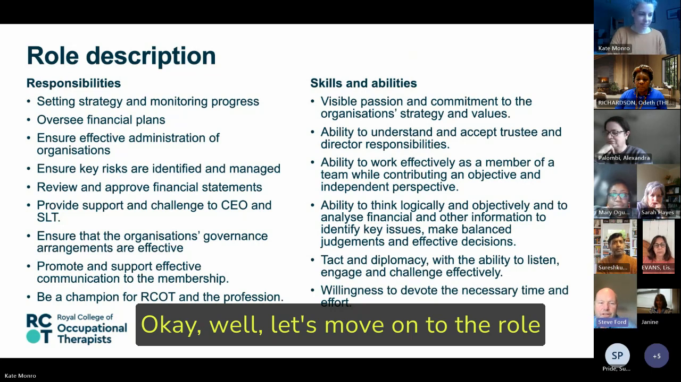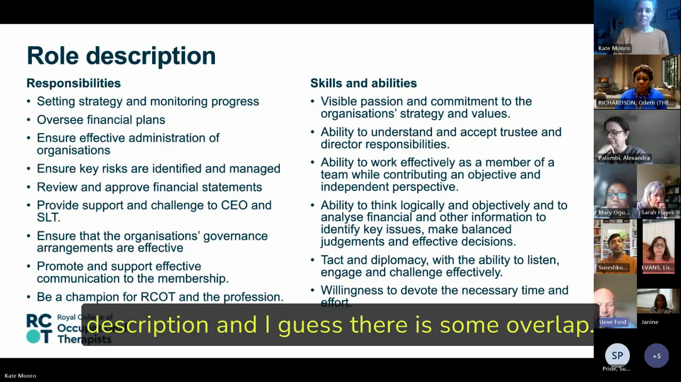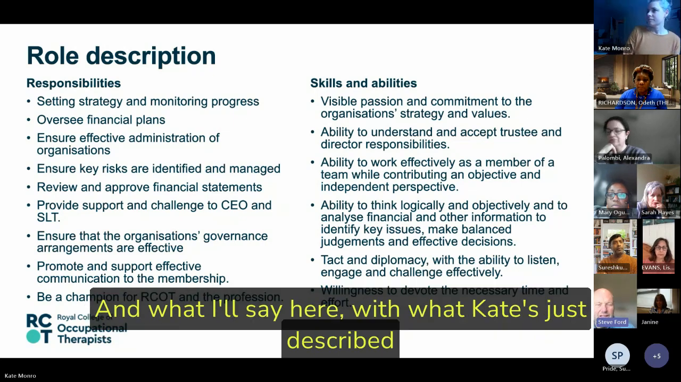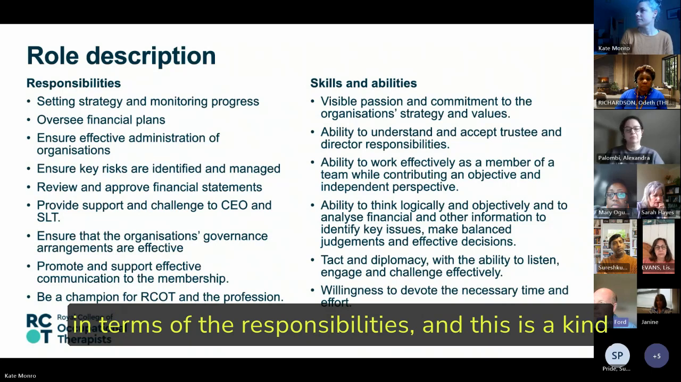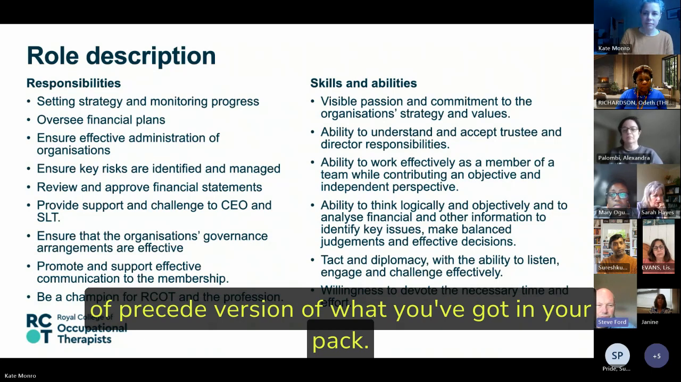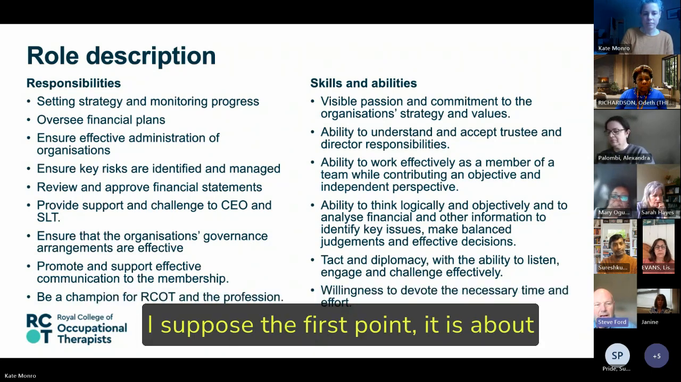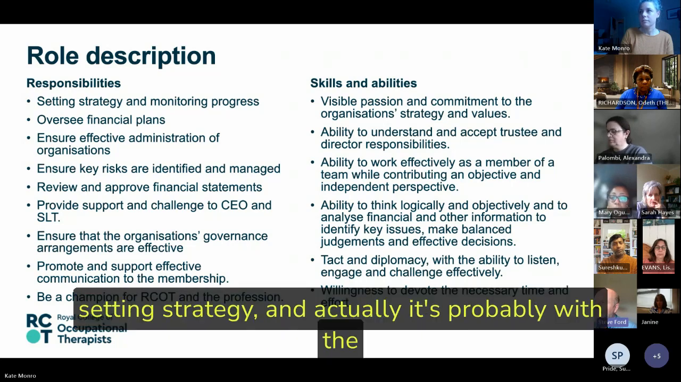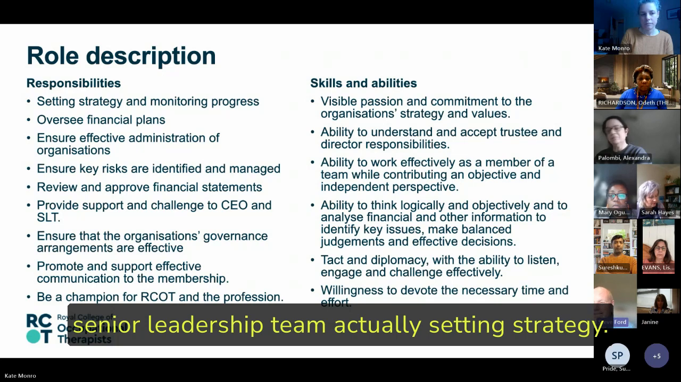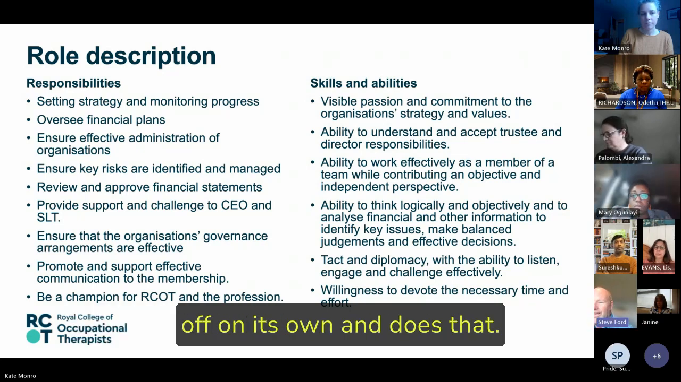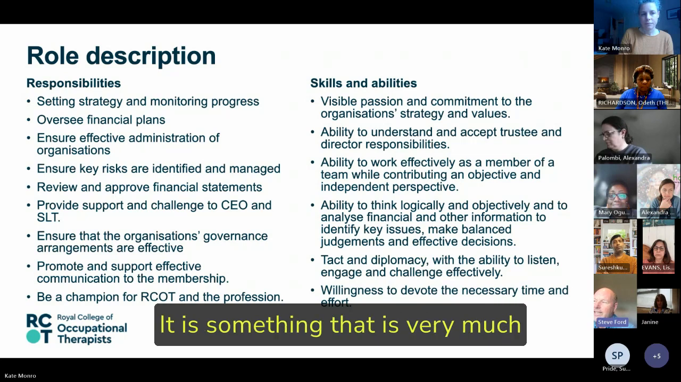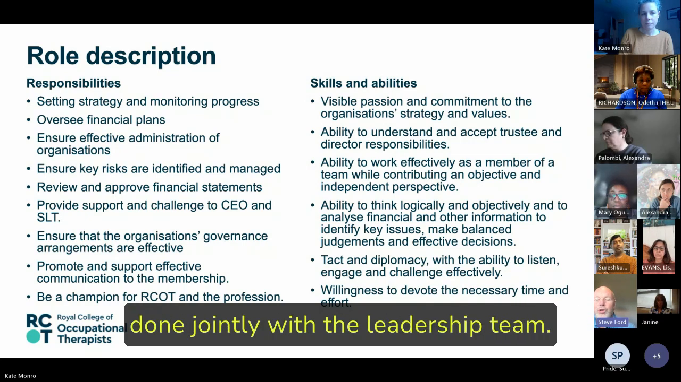Okay, well, let's move on to the role description, and I guess there is some overlap in what I'll say here with what Kate's just described in terms of the responsibilities. And this is a pre-seed version of what you've got in your pack. I suppose the first point is about setting strategy, and actually it's done with the senior leadership team. I don't think council goes off on its own and does that. It is something that is very much done jointly with the leadership team.